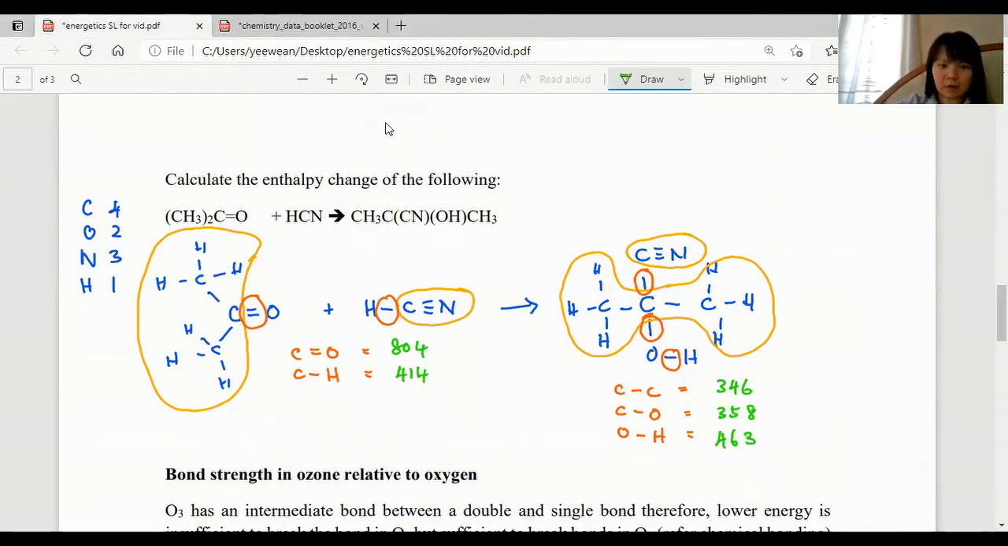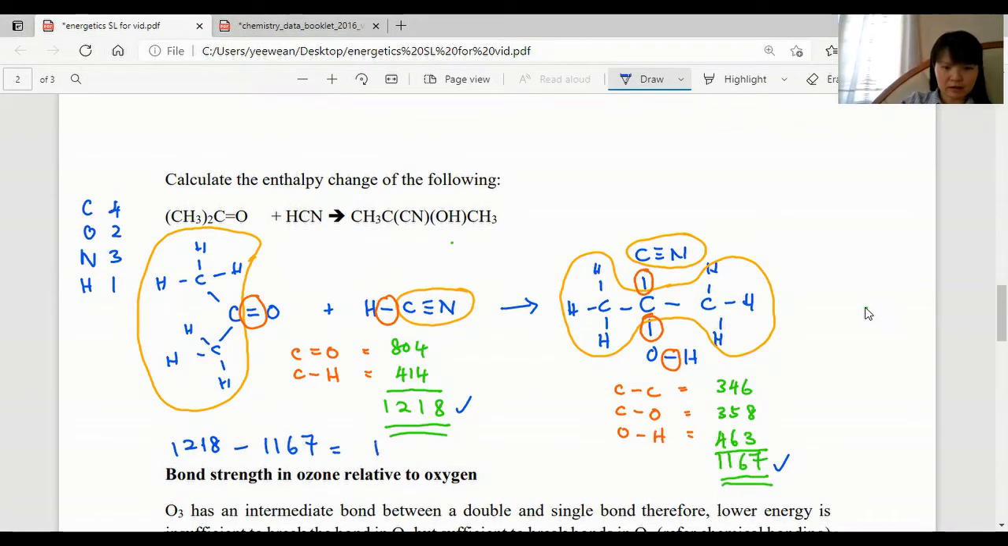Let's calculate the bonds broken, and we'll calculate the bonds formed. Please write that separately in exams because they give you error carry forward marks. So this is what I've got. Write them separately, the bonds broken and bonds formed. 1218 in positive value and 1167 in a negative value, and I got positive 51.